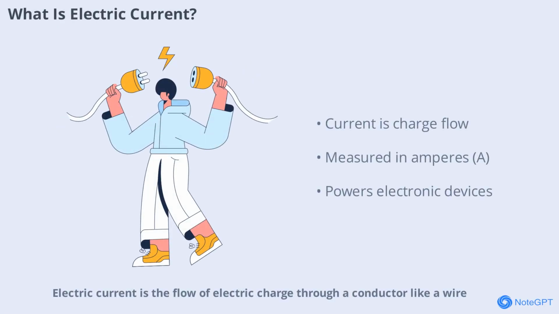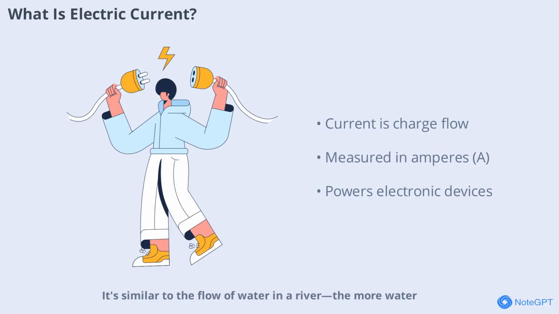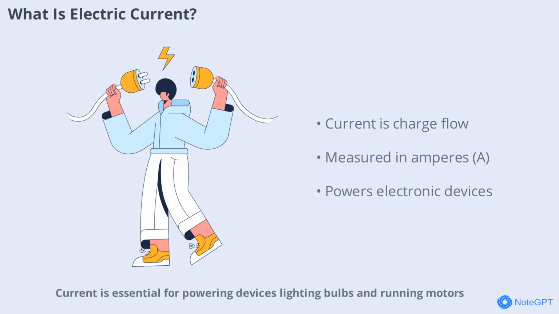Electric current is the flow of electric charge through a conductor, like a wire. It's similar to the flow of water in a river. The more water, the stronger the current. In electrical terms, current is measured in amperes (A) and represents how many charges pass a point in the circuit each second. Current is essential for powering devices, lighting bulbs, and running motors. By understanding current, we can better appreciate how energy moves and how circuits are designed to handle different loads safely.